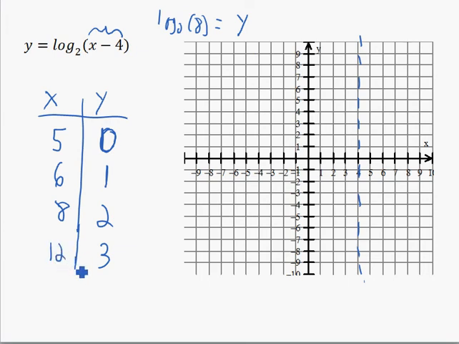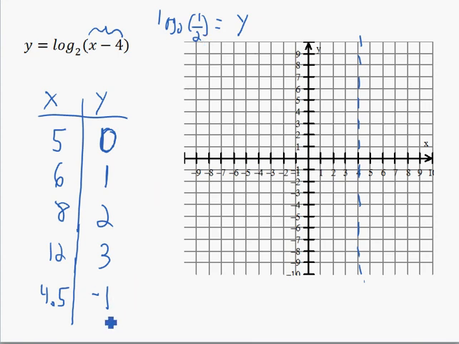We can pick a couple fractions if we want to. We can raise 2 to a power to get back a half. 2 to what power is a half? That's negative 1. So y will be negative 1 when the inside is 1/2. That happens when x is 4.5. When x is 4.5, we get log base 2 of 1/2, and log base 2 of 1/2 is negative 1.